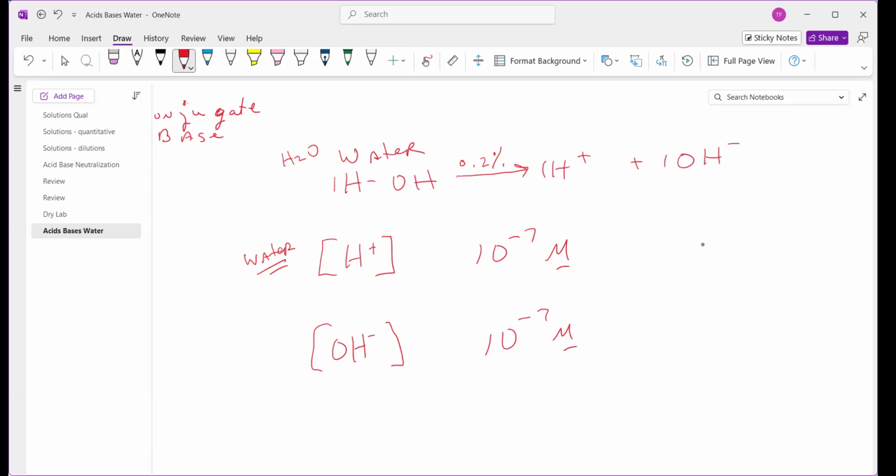Now, so that's why they say water is neutral, because the amount of acid equals the amount of base. So together you get water. Now our last two labs involve this reaction.